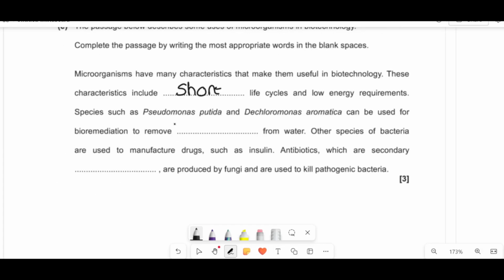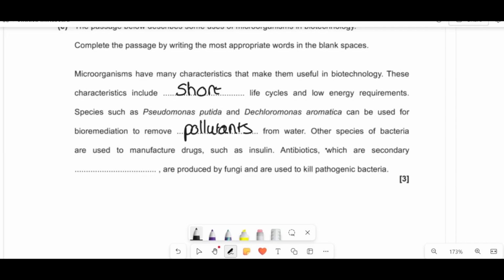Species such as Pseudomonas putida and Dechloromonas aromatica can be used for bioremediation to remove something. Bioremediation, it's in the name, is remediating using biological agents, as in fixing something. In this case, we're removing pollutants, wastes, contaminants from sites. For example, using bacteria to clean up oil spills in the sea. So I would say it's to remove pollutants. That's the whole point. Bioremediation's in the name.